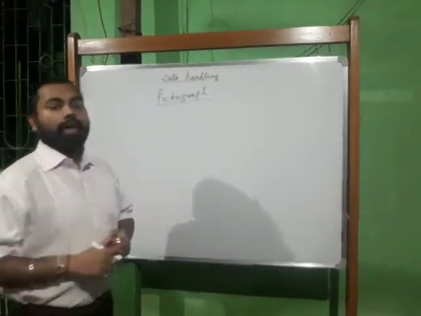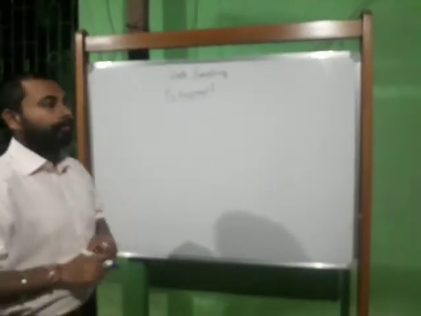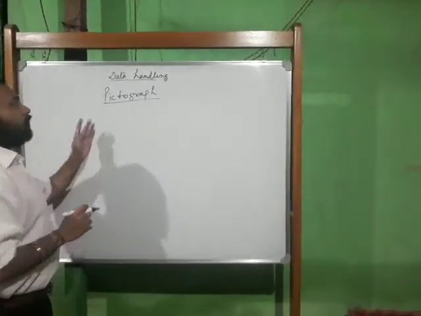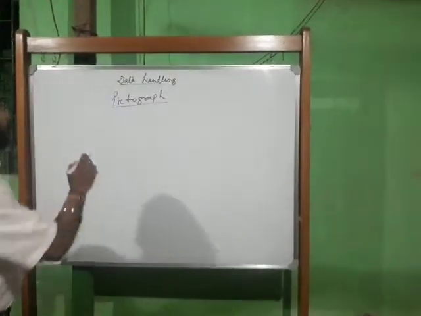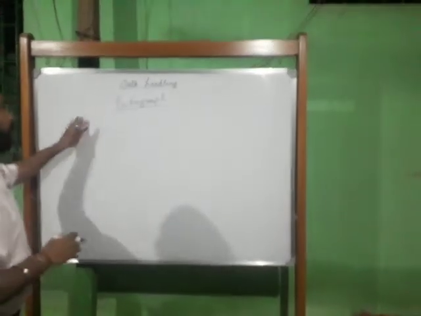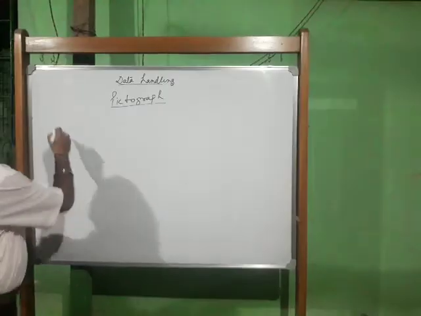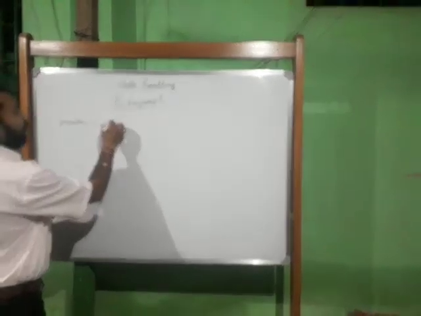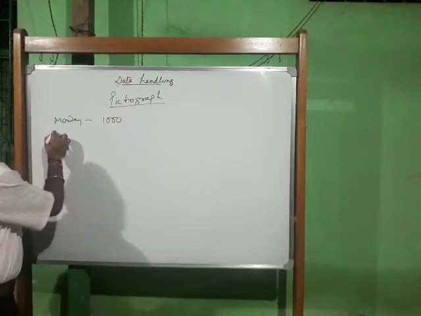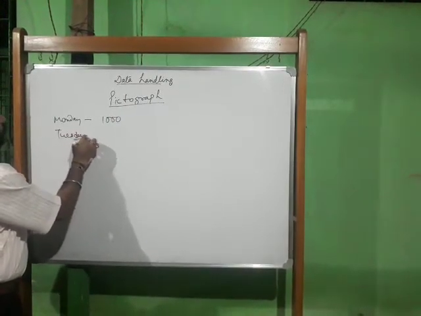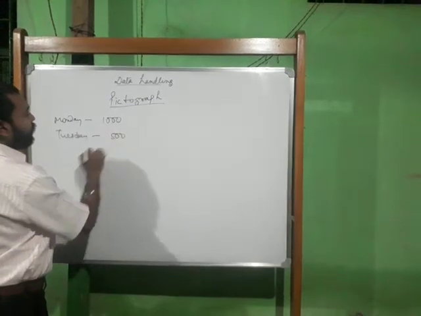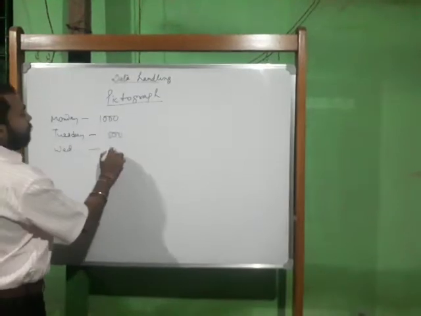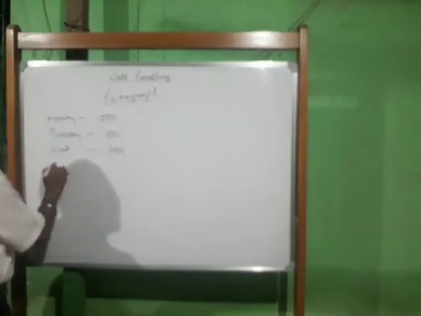Suppose a pencil manufacturing factory is manufacturing pencils per day, and I want to show that in a pictograph. For example, let us take this data. For Monday, the company is manufacturing, suppose, 1000 pencils. Then Tuesday, it is manufacturing, suppose, 500. Then Wednesday, I am writing in short, suppose 700.